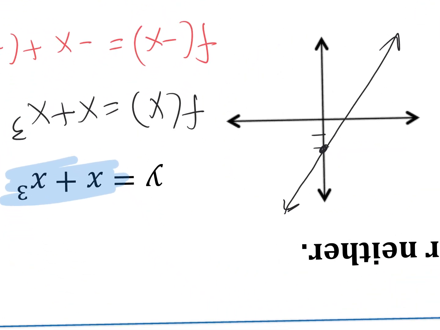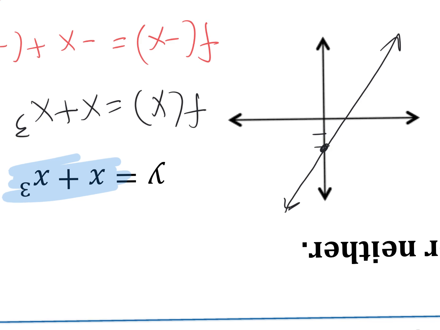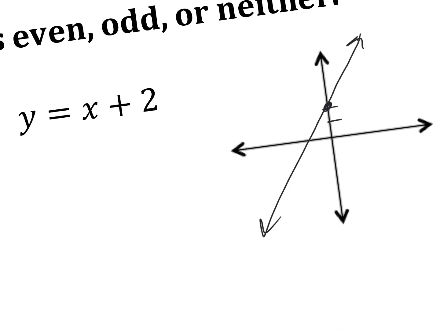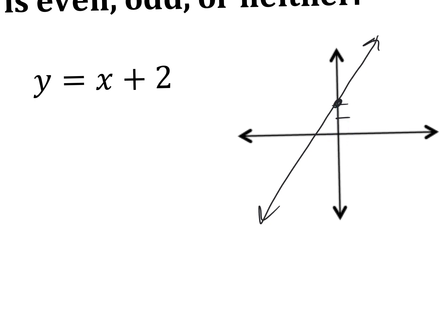Is it the same thing? Would it land on itself? No. This one down here has a negative y-intercept. This one up here has a positive y-intercept. So you're right, it's going to be neither, and this is how we prove it, Steph.